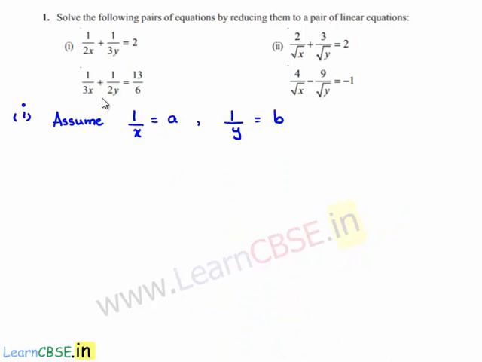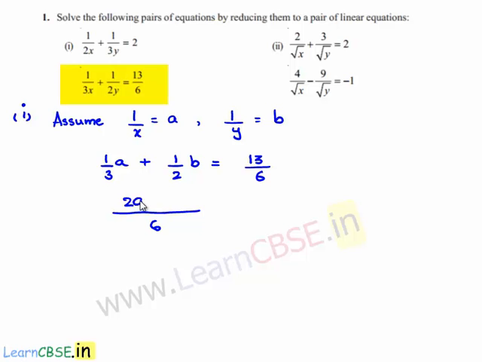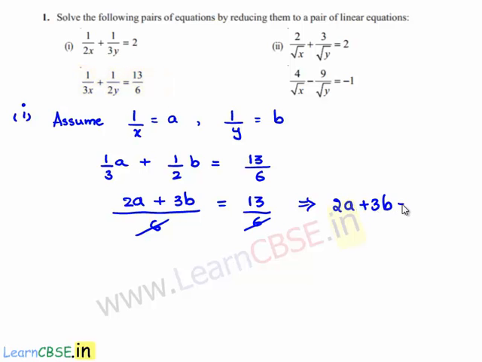Now the second equation can be written as 1 by 3 times of a plus 1 by 2 times of b is equal to 13 divided by 6. Now taking the LCM for left hand side, we get LCM as 6, and this becomes 2a plus 3b is equal to 13 by 6. So 6 can be cancelled on LHS and RHS. Finally this equation turns as 2a plus 3b is equal to 13. Let this be equation number 2.